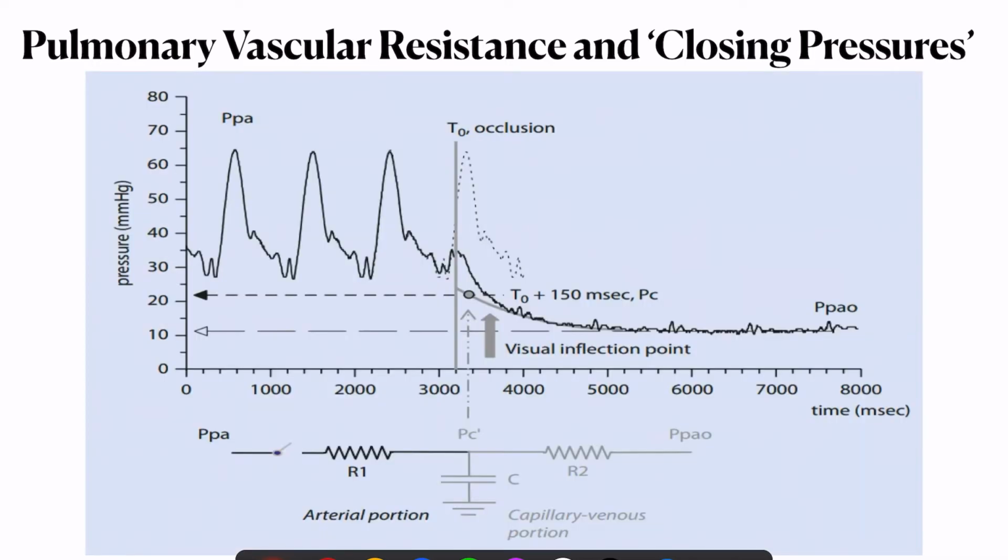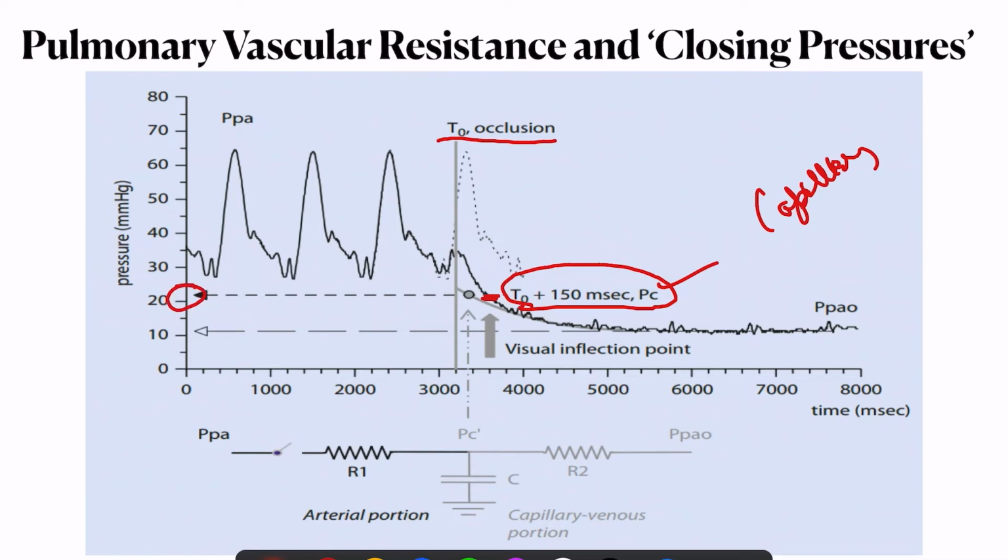There are two ways by which we can measure the capillary pressure. To measure the capillary pressure, one method is to measure the pressure at T0, that is the time of occlusion, plus 150 milliseconds, which will give us a measurement of the capillary pressure, which is this point. So if we look at the pressure, this will come to here.